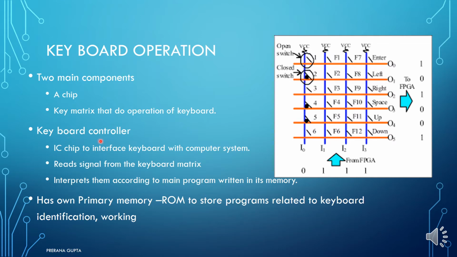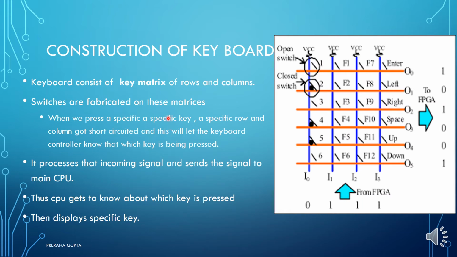Other components are the keyboard controller and the primary memory of the keyboard. Keyboard controller is an integrated circuit chip that makes the interface between the keyboard and the computer system. It reads signals from the keyboard matrix and interprets them according to the main program written into its memory. Now there is a primary memory known as ROM that stores programs related to the keyboard, its identification and working, and this ROM is there with the keyboard only. So basically it is stored in the integrated circuit only.